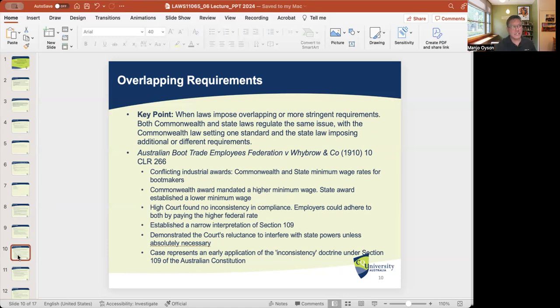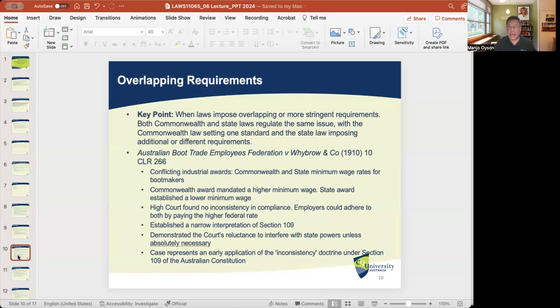And so therefore, it is very possible that both the Commonwealth Parliament and the state parliaments will legislate in relation to the same field, or in relation to the same domain, or in relation to the same subjects, or the same activities. And when there is an attempt on the part of both the Commonwealth Parliament and the state parliament to pass a law, then there may be overlapping requirements, or there may be requirements where one is more stringent or more liberal than that of the other.